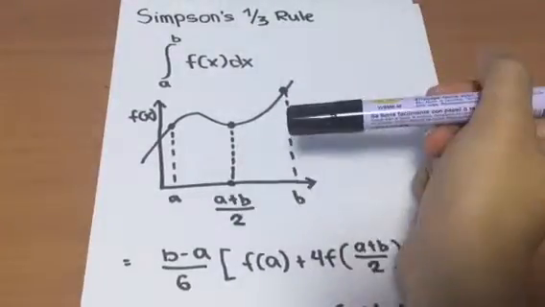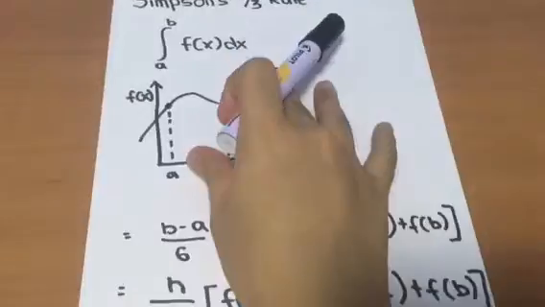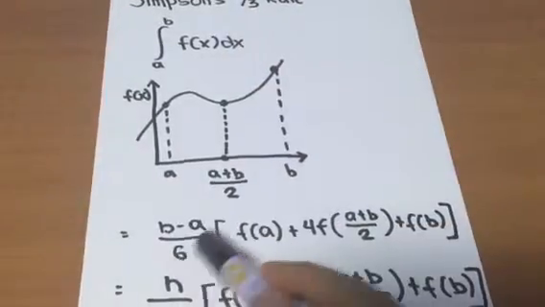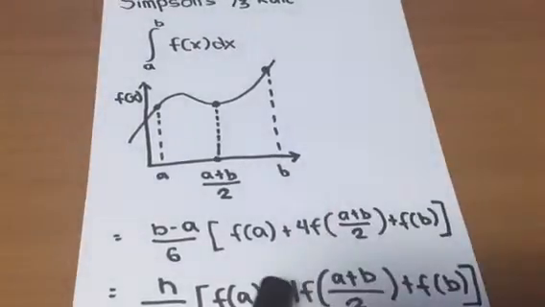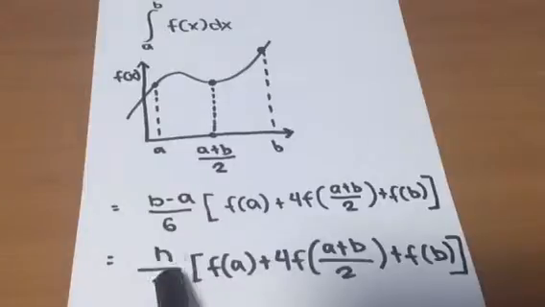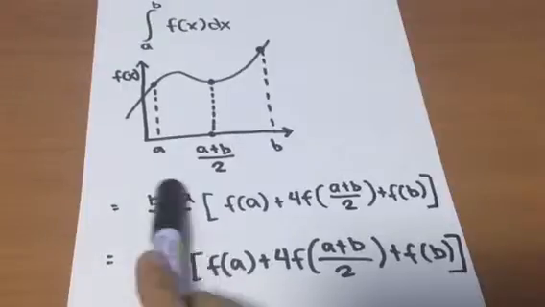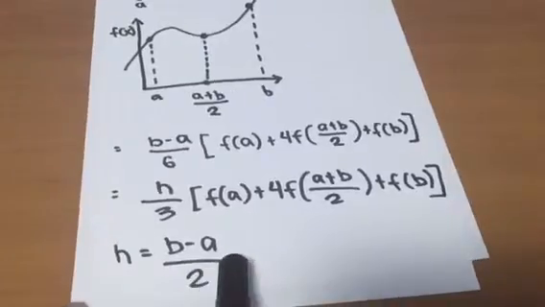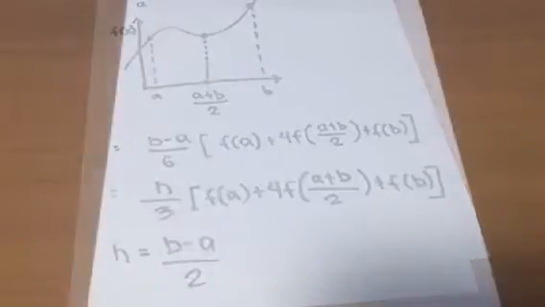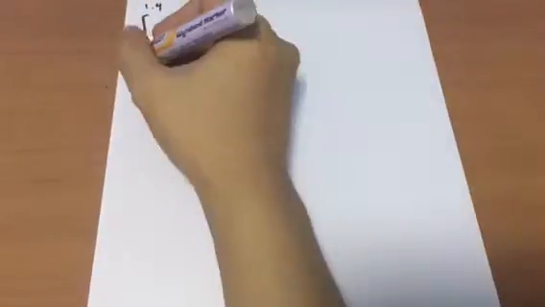So we have a plus b over 2. And we simply get b minus a over 6 times f of a plus 4 f of (a plus b over 2) plus f of b, or we can say h over 3 times f of a plus 4 f of (a plus b over 2) plus f of b. H is simply b minus a over 2, so we have h over 3 instead of b minus a over 6.